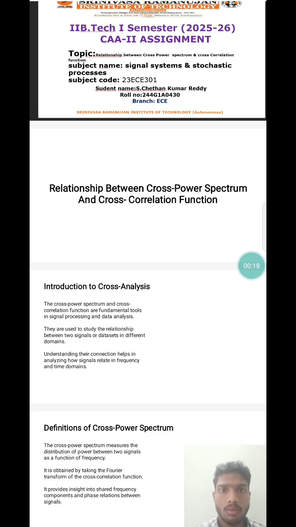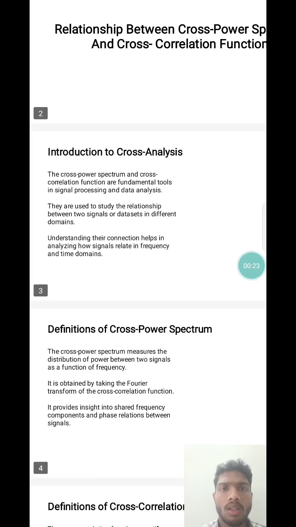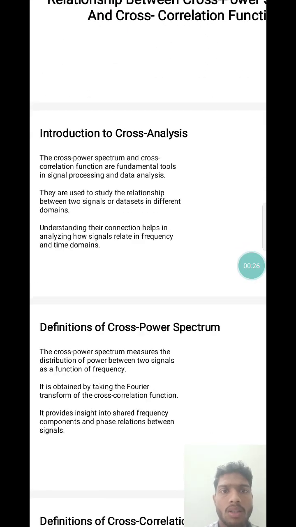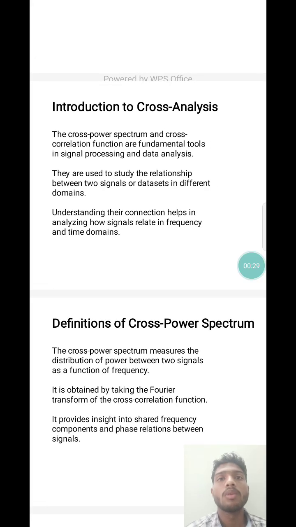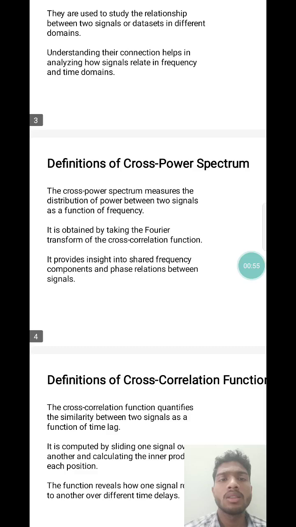My topic is the relation between cross power spectrum and cross correlation function. Introduction to cross analysis. The cross power spectrum and cross correlation function are fundamental tools in signal processing and data analysis. They are used to study the relationship between two signals or data sets in different domains. Understanding their connection helps in analyzing how signals relate in frequency and time domains.